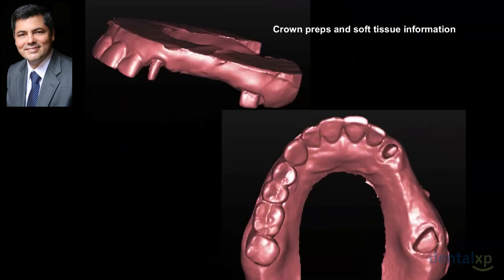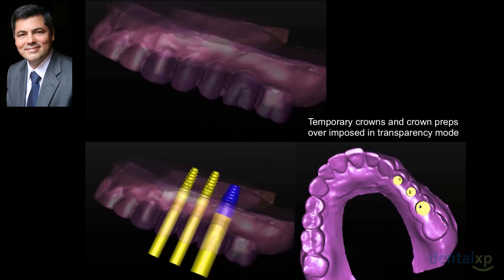And these are the temporary crowns that we made. These are the two areas with the crown preps. And now we also have the soft tissue information of this patient. And if we utilize the transparency mode, we're able to superimpose the two STL models, the two scanned models, and now we are able to decide where we want the implants and decide the diameters of those implants and even the lengths of those implants, the abutments, the angulations, and this is going to help us perfect our case.